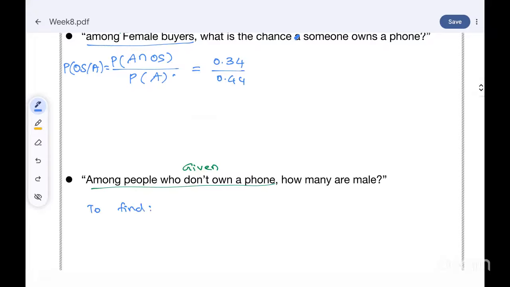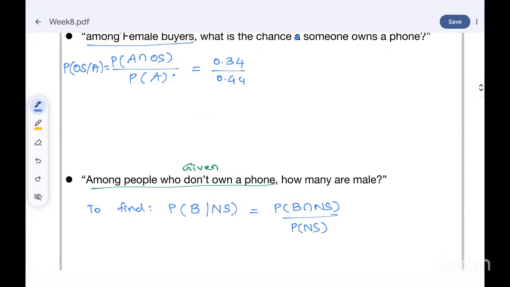We need to find the probability of P of N is over B. Not owning a phone. Is this what should come here? Over what should come here? Are you sure? No, here it should be the probability of male, B, given not owning a smartphone, NS. So this is nothing but probability of B intersection NS by probability of NS.